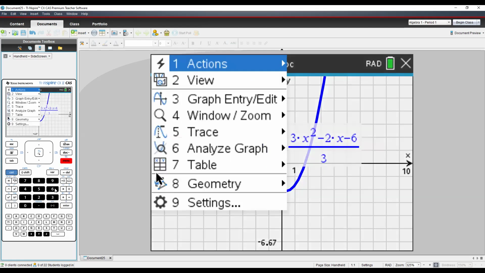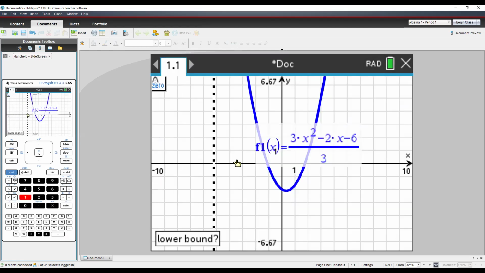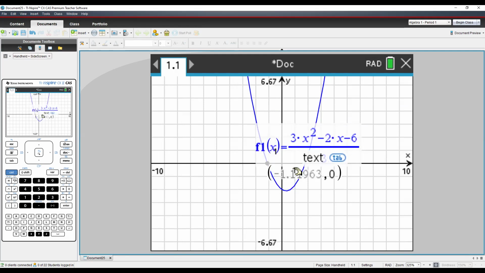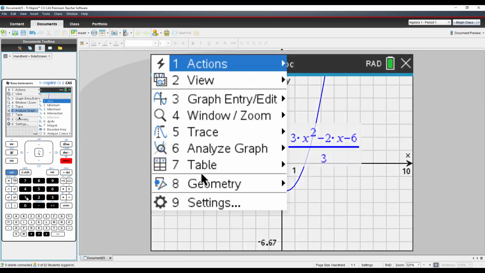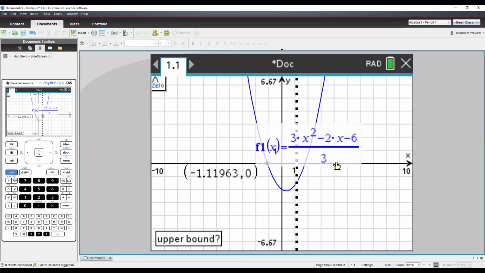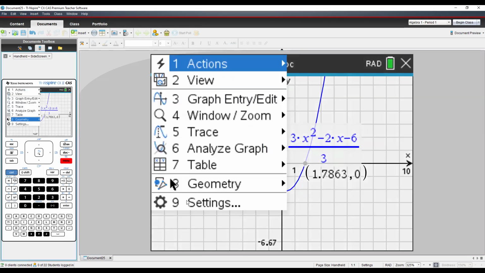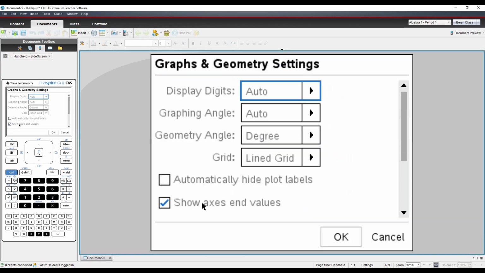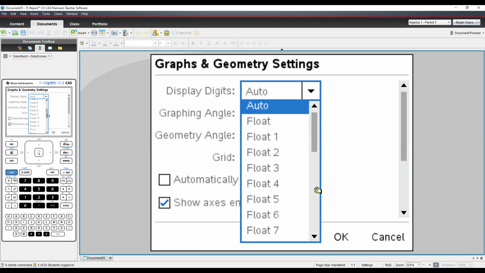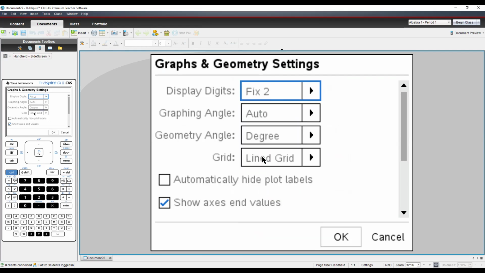Now I'm just going to find the zero. I go menu 61 and go here. Boom, that's the decimal. Then I do menu 61 again, and that gives us the other decimal. They want us to round to the hundredths place, so that's 2 digits. Watch what I do: I go to menu, settings, and change the display to fix 2. That'll round everything for me.